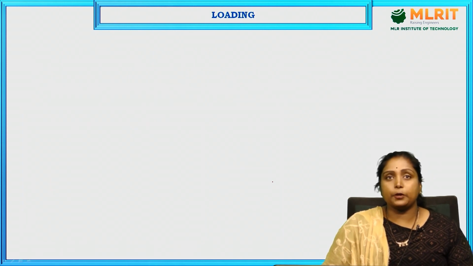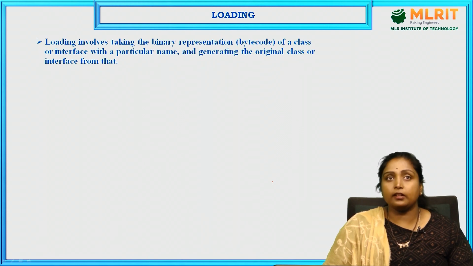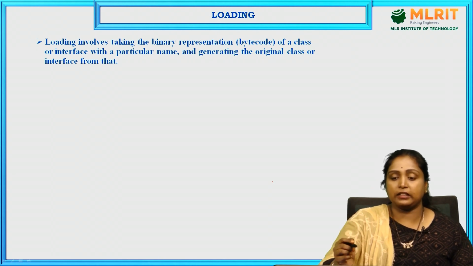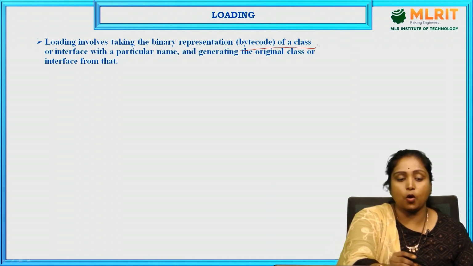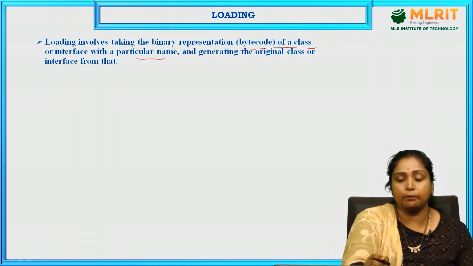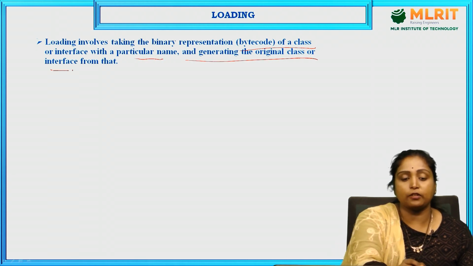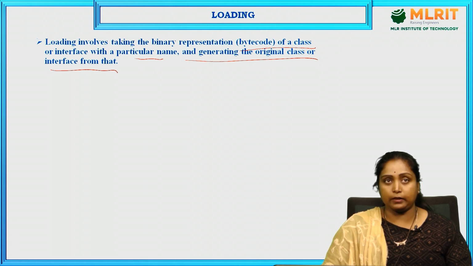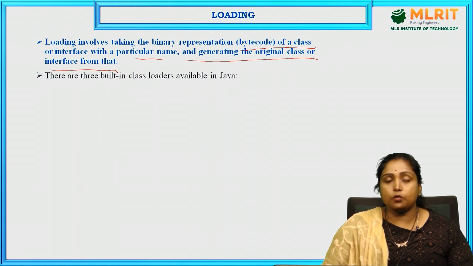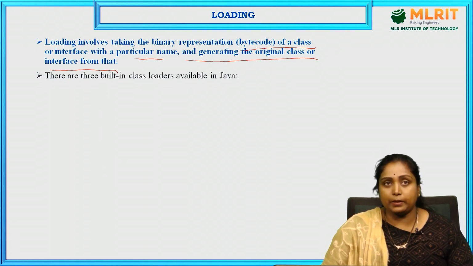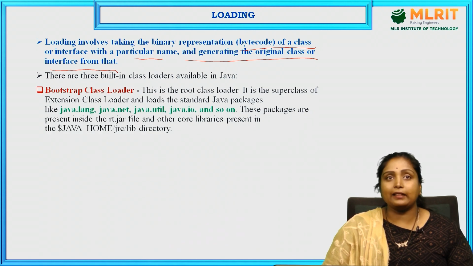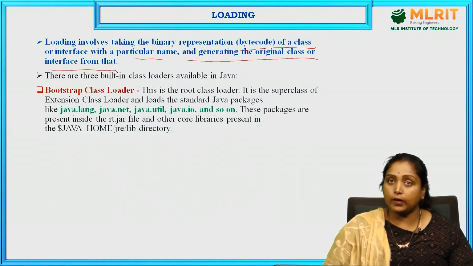Coming to the loading phase, we have discussed there are three loaders. Loading involves the binary representation, the bytecode of a class or interface with a particular name, and generating the original class or interface from that. It loads the classes into main memory. There are three built-in class loaders already available in Java.